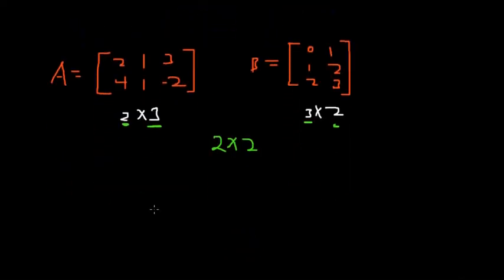So let's do the simple multiplication. We have matrix A multiplying matrix B, okay? So we have 2 multiplying 0, that's 0, okay? Plus 1 multiplying 1, that's 1, and then 3 multiplying 2, that's 6, okay? So let's proceed.